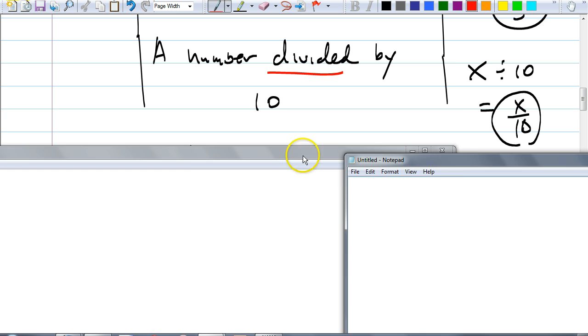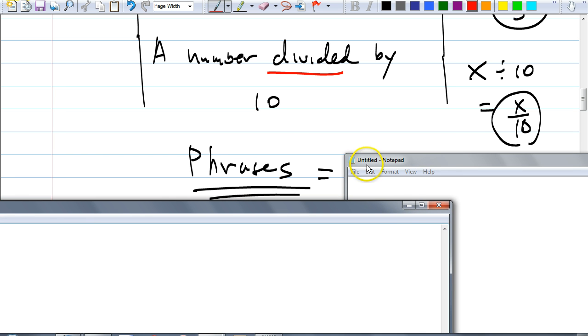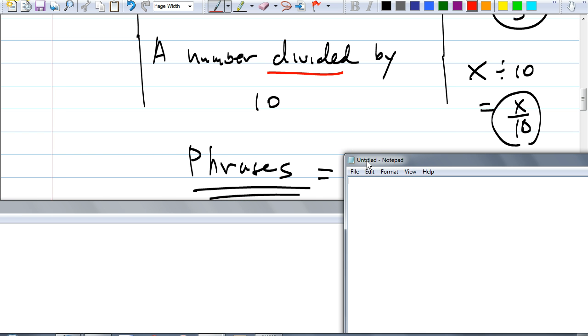Now look at all these. What did all these phrases become when we translate them? They became expressions. It's just like a number divided by 10, and we were able to translate this as an expression. Very good.